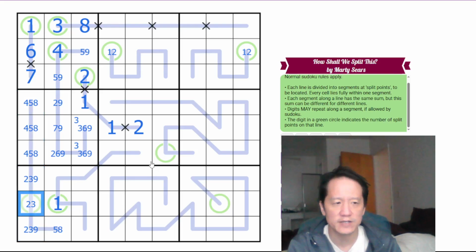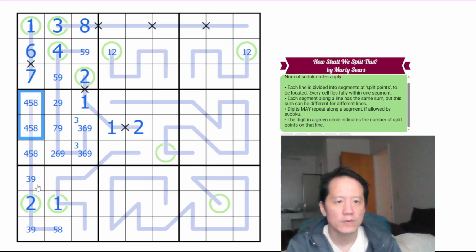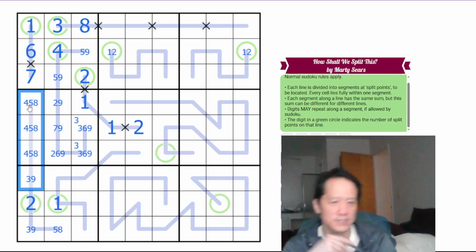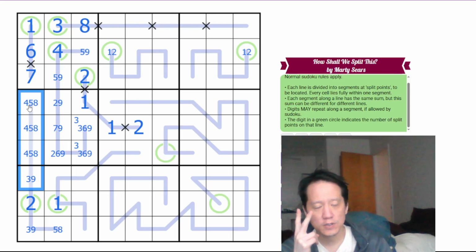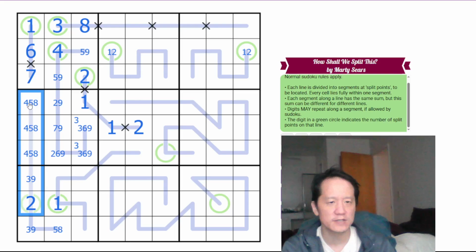It has to be divided into 3 segments, each of which are 2 in length. Well, if we have 3, 4, 5, 8 there, that adds up to 20. But 20 divided by 2, I guess it could be 22. Even then, that doesn't really work.